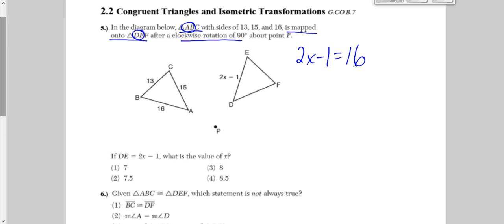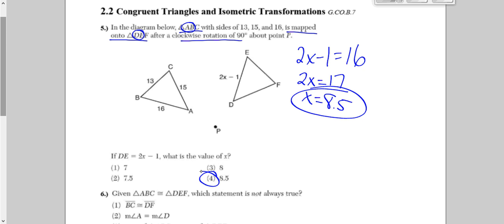Subtract 1 from both sides, you get 2, or add 1 to both sides. 2x equals 17. Divide by 2. What's x equal? 8.5. All right, there we go.